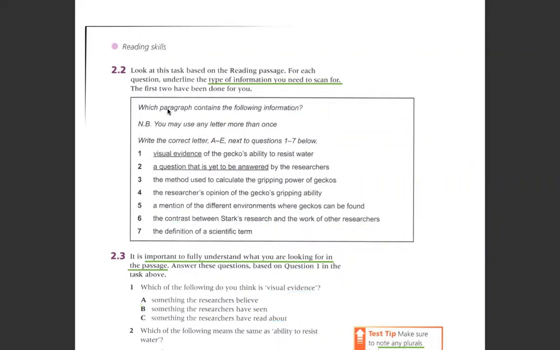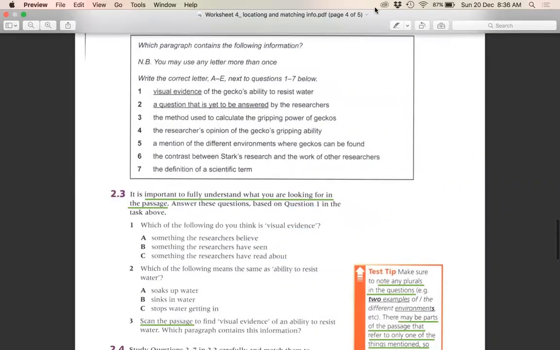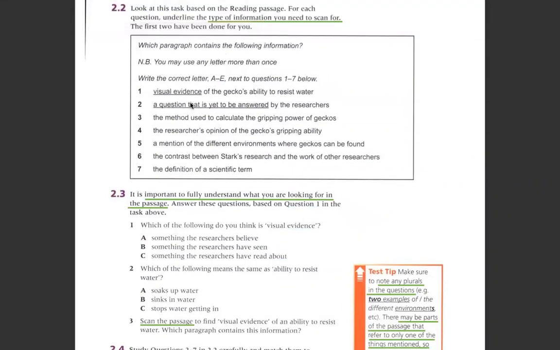Let's have a look at the rest of the question for number 1. So we had a look at what this means. Now let's have a look at what this means. So which of the following means the ability to resist water? Does it mean A, soak up water, B, sinks in water, or C, stops water getting in? What does resist water mean? Think about, I resist my temptation to eat a whole chocolate cake. Does that mean I'm going to eat it or I'm not going to eat it?